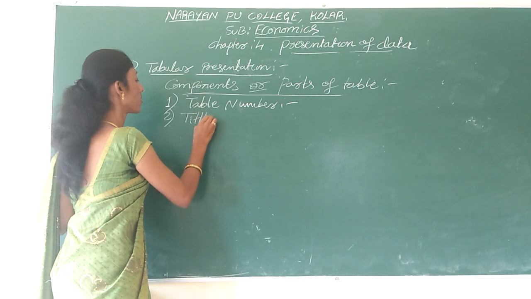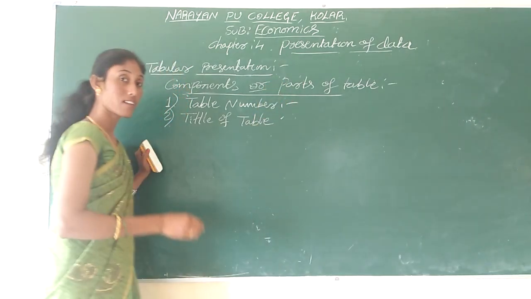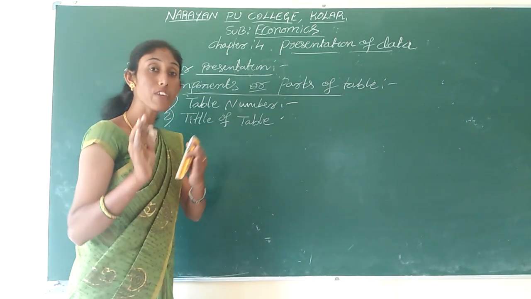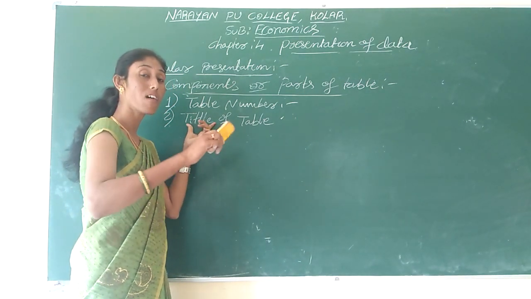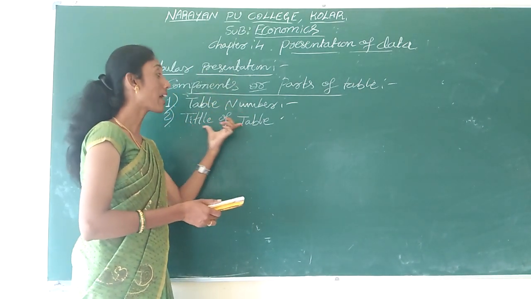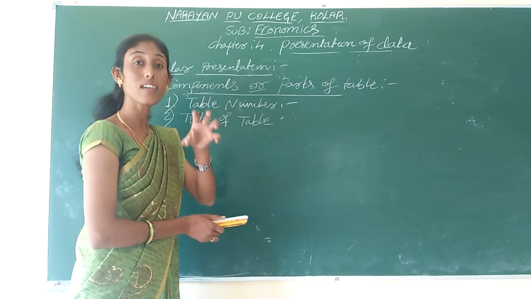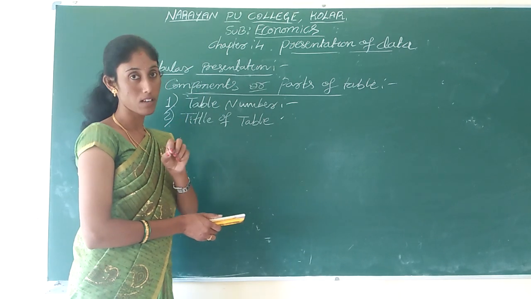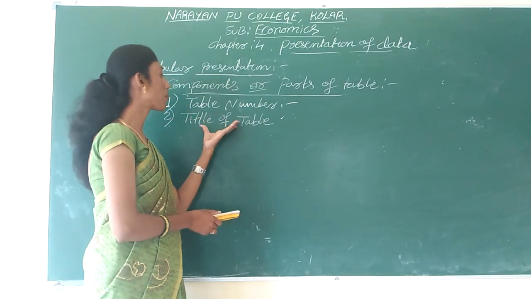title of a table. Here, the title of a table is used to express the nature and the features of the data. Got it? The title will always be mentioned above the table and below the table number, and the title of the table always represents the exact features, characteristics or nature of the data entered in the table. Got it? Whatever the table is expressing, that nature we can present with the title.